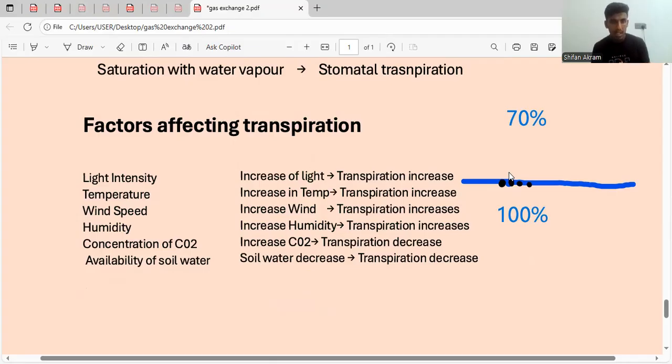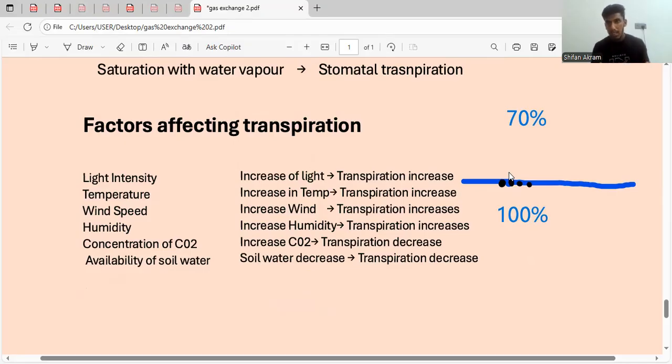Finally, we have the availability of water in the soil. When there is less water in the soil, less osmosis of water takes place through the root. So the root has less water and there is less transpiration pull in the xylem because there is no water. For this reason, there is less water vapor in the mesophyll cells, and if there is less water vapor in the mesophyll cells, the transpiration rate decreases.